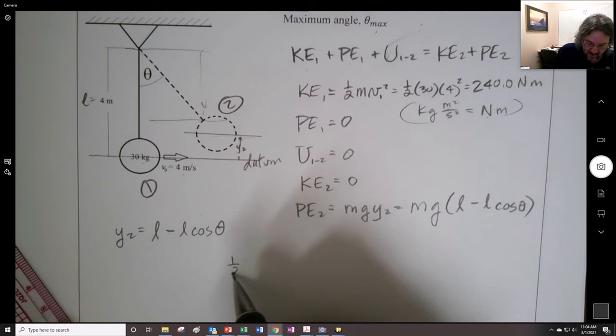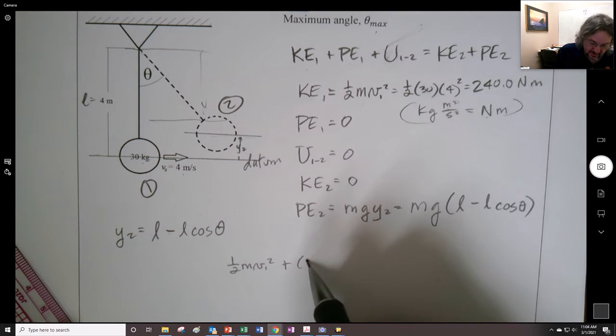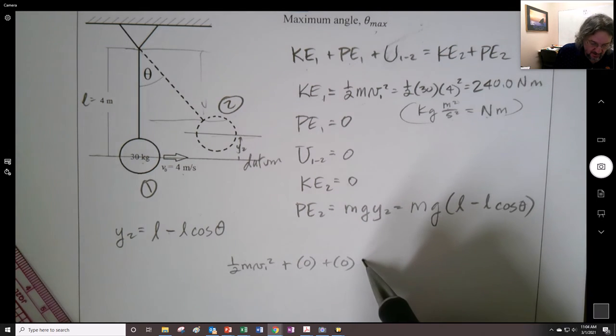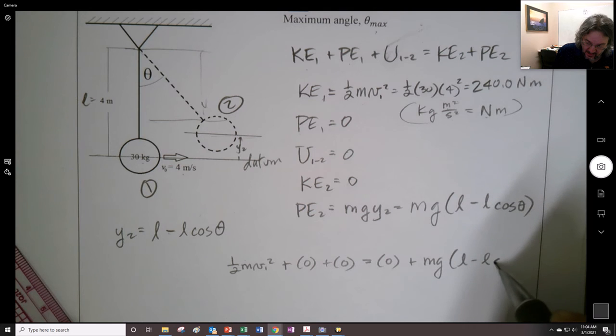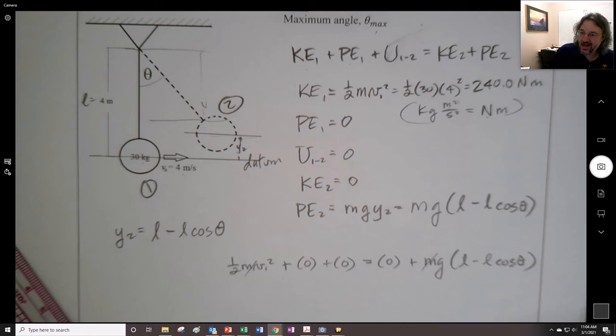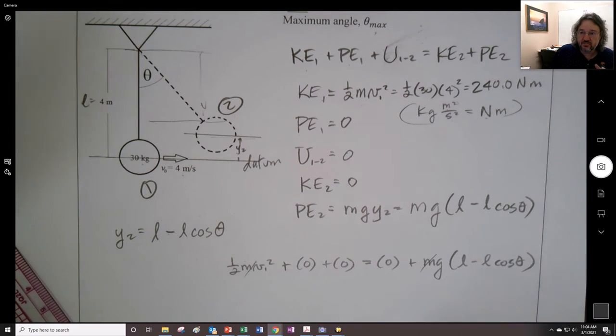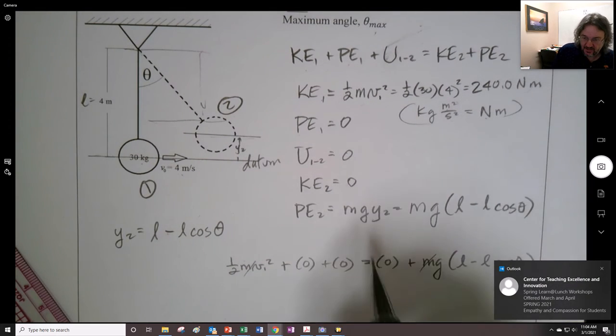So we're going to say 1/2 mv1 squared. I'll put the zeros just to remind ourselves that they're placeholders. And we'll have a 0 right there. And then we're going to have plus mg times L minus L cosine of theta. Something that's interesting is the mass cancels out right there. So the mass didn't actually matter, right? That's not necessarily intuitive. You would think larger mass, but the maximum angle given this velocity right there is going to be set by this.